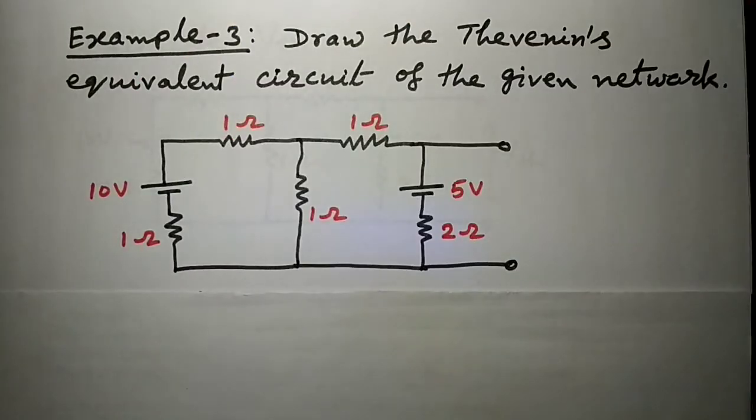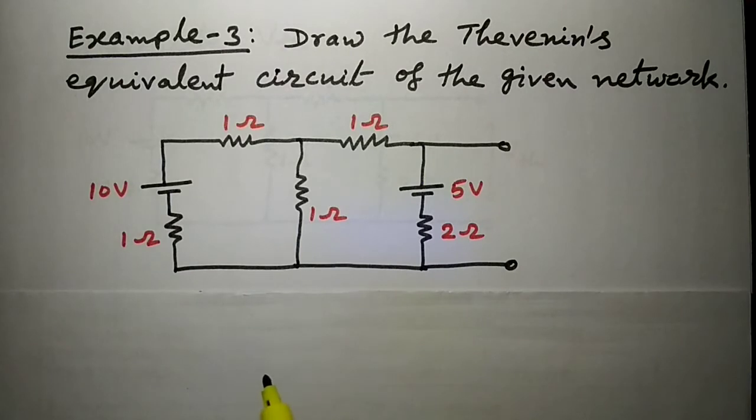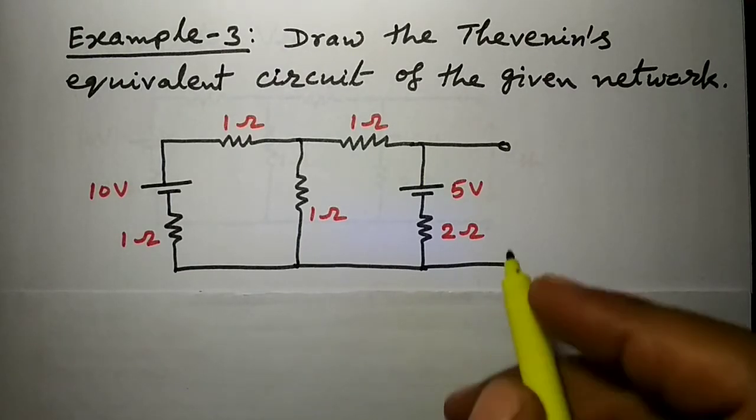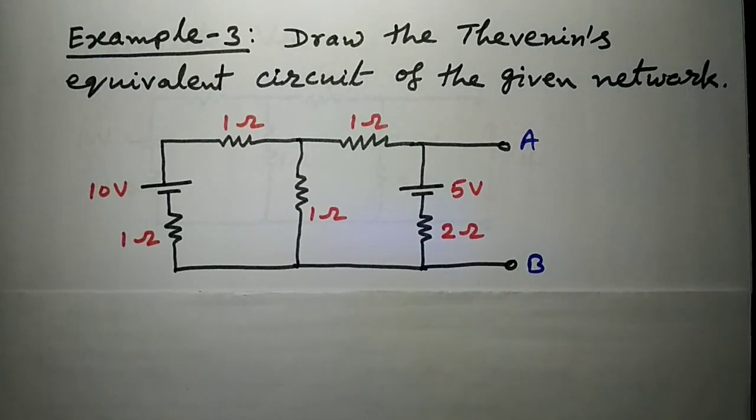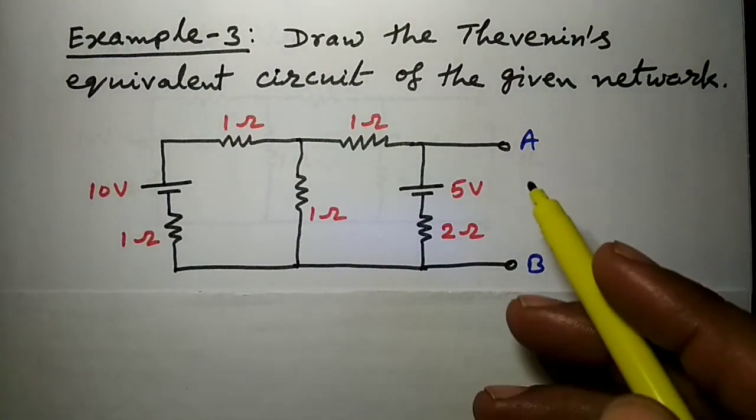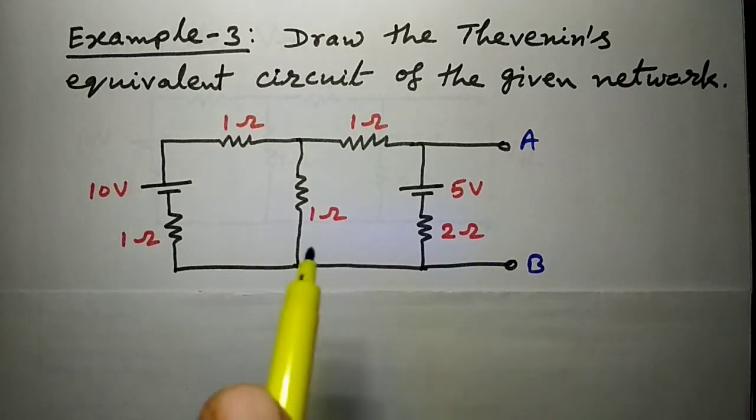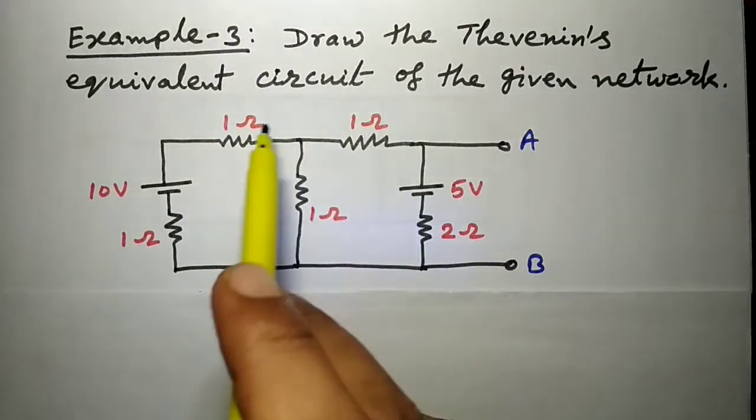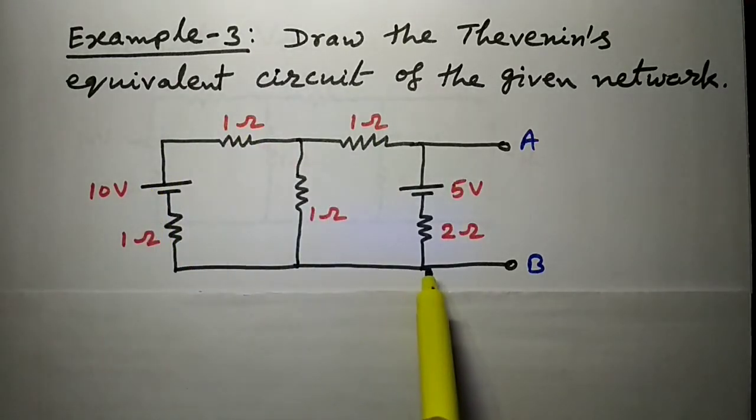The third example. Draw the Thevenin equivalent circuit of the given network. Let's say this is the terminal A and B. So here there is no load resistance connected, and we have to calculate the Thevenin equivalent voltage and Thevenin equivalent resistance of this network.